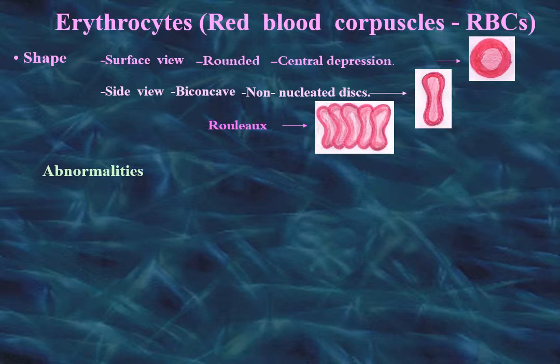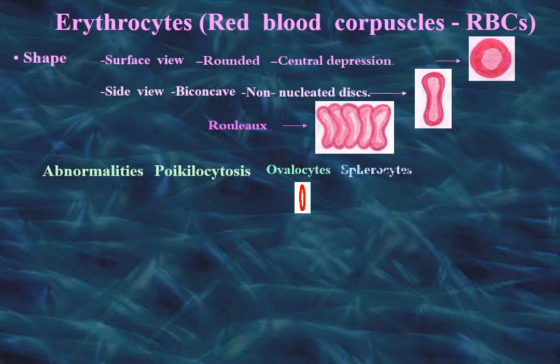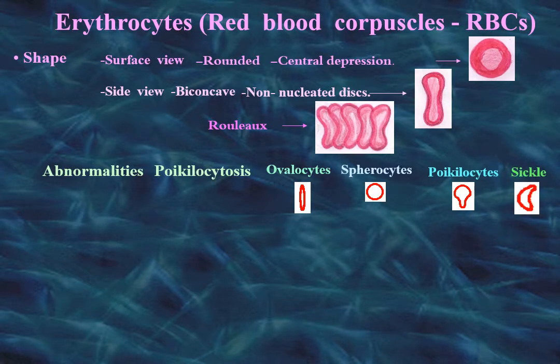Abnormalities in shape. This is called poikilocytosis, which is irregularity in shape of RBCs. Sometimes it occurs in certain types of anemia or normally in low percent. The RBCs may be oval, ovalocytes, spherical, spherocytes, or pear-shaped poikilocytes. Sometimes they have a crescent or holly leaves appearance. This is sickling of the cells, which is met with in sickle cell anemia.